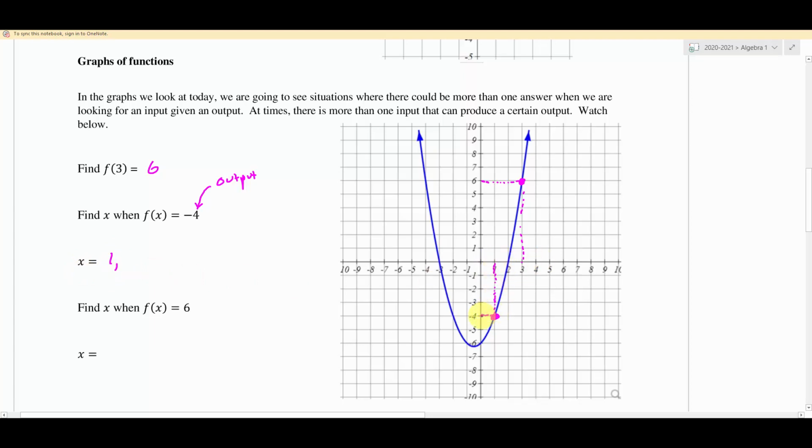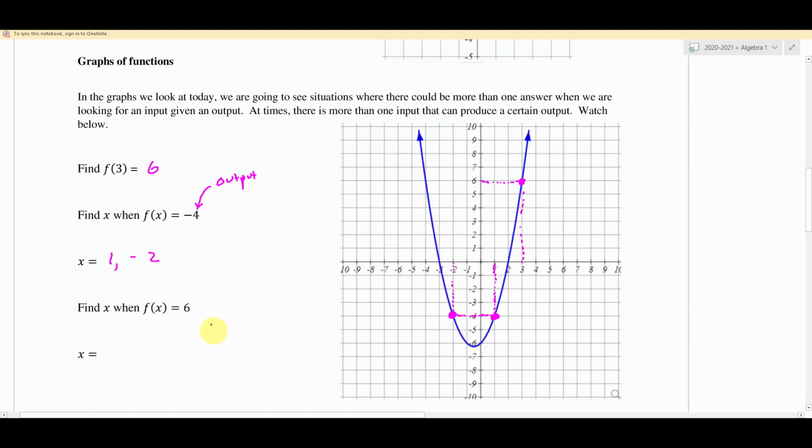But there's another option here, because if I go to the left, there's another point right here that could also produce a negative 4, and that is at negative 2. So the answer here could be 1 or negative 2. It could be either one of those numbers. If I put those inputs into my function, I will get that output of negative 4.